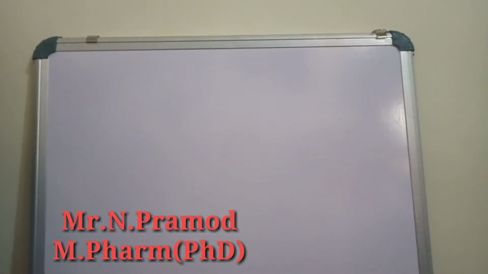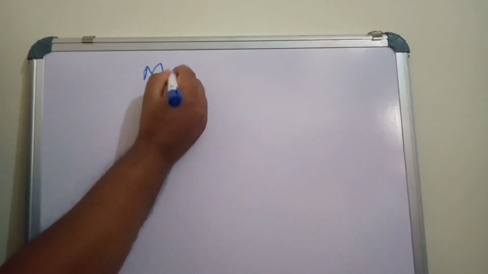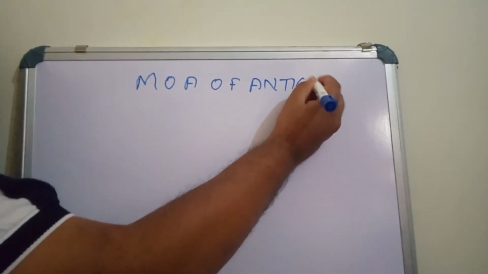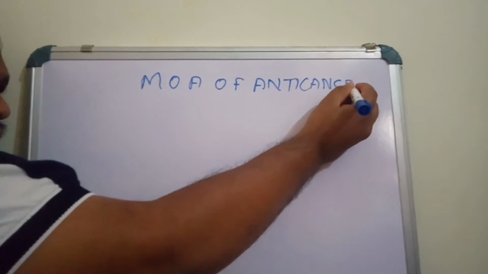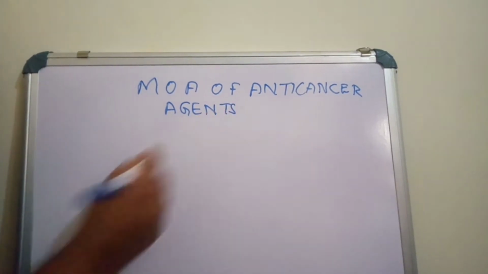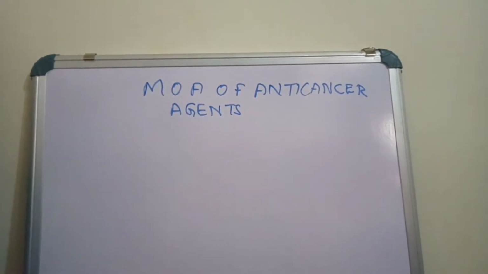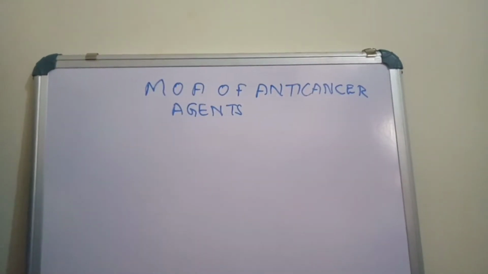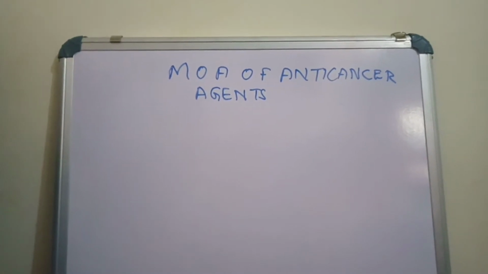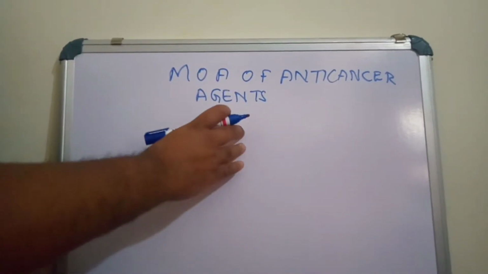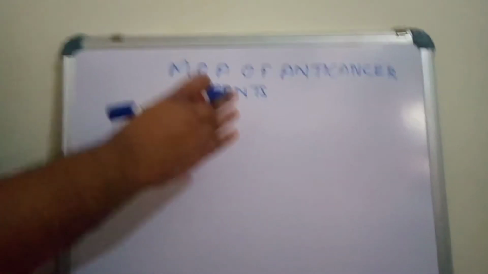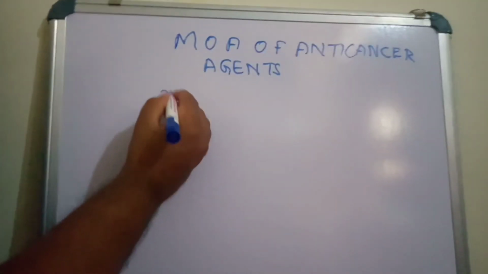Now I am going to discuss the mechanism of action of anti-cancer agents. In my previous video, I gave you the mechanism of action of the first class of anti-cancer agent, that is alkylating agents. You can follow that link and see it. Now I am going to deal with the mechanism of action of the second class, that is anti-metabolites.